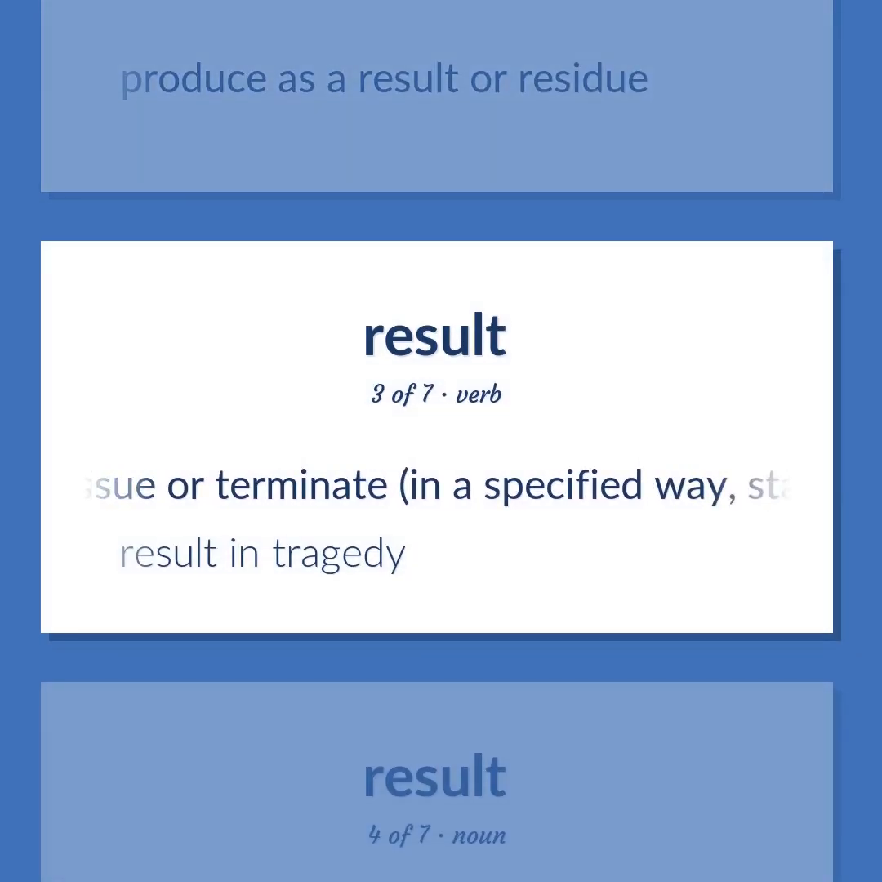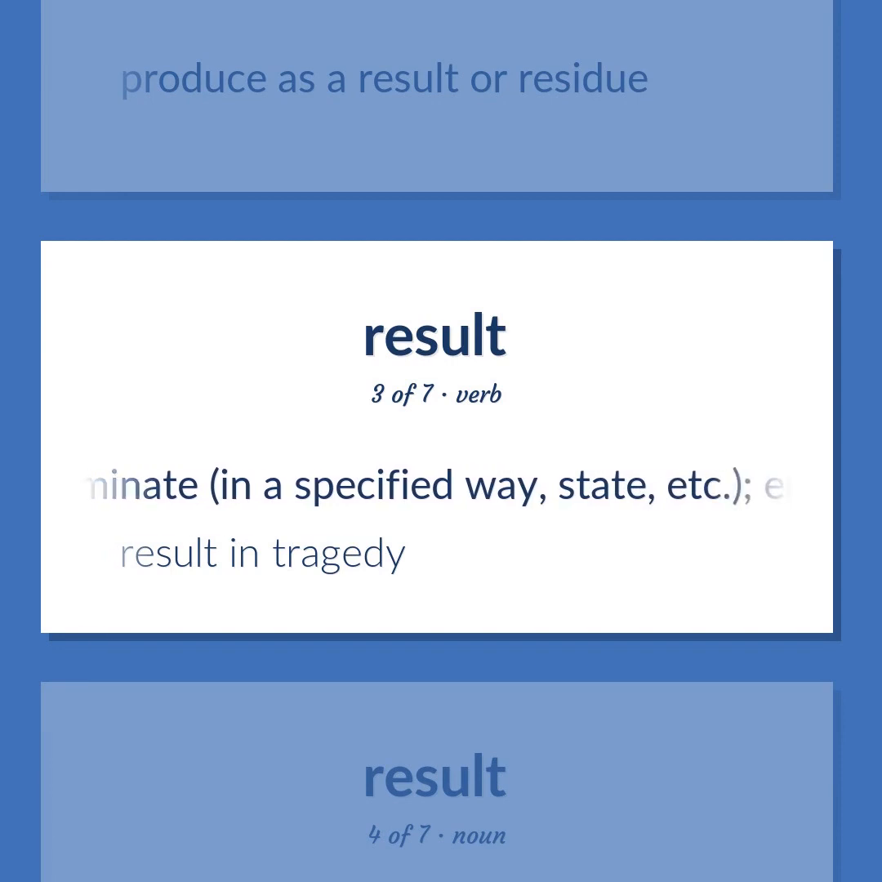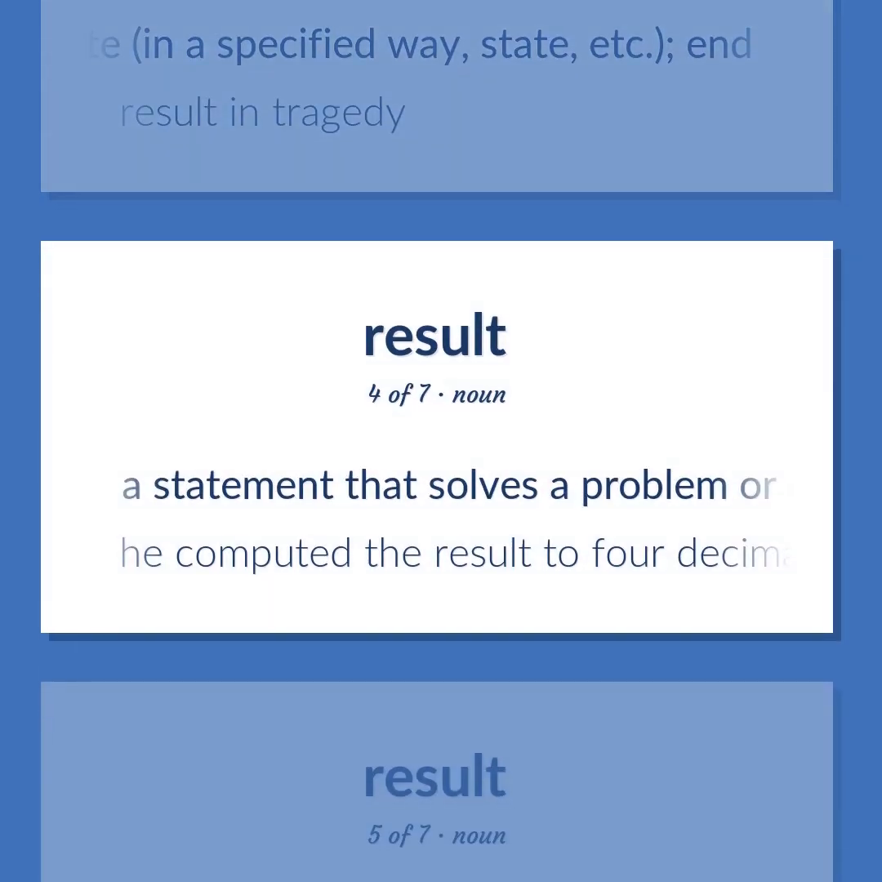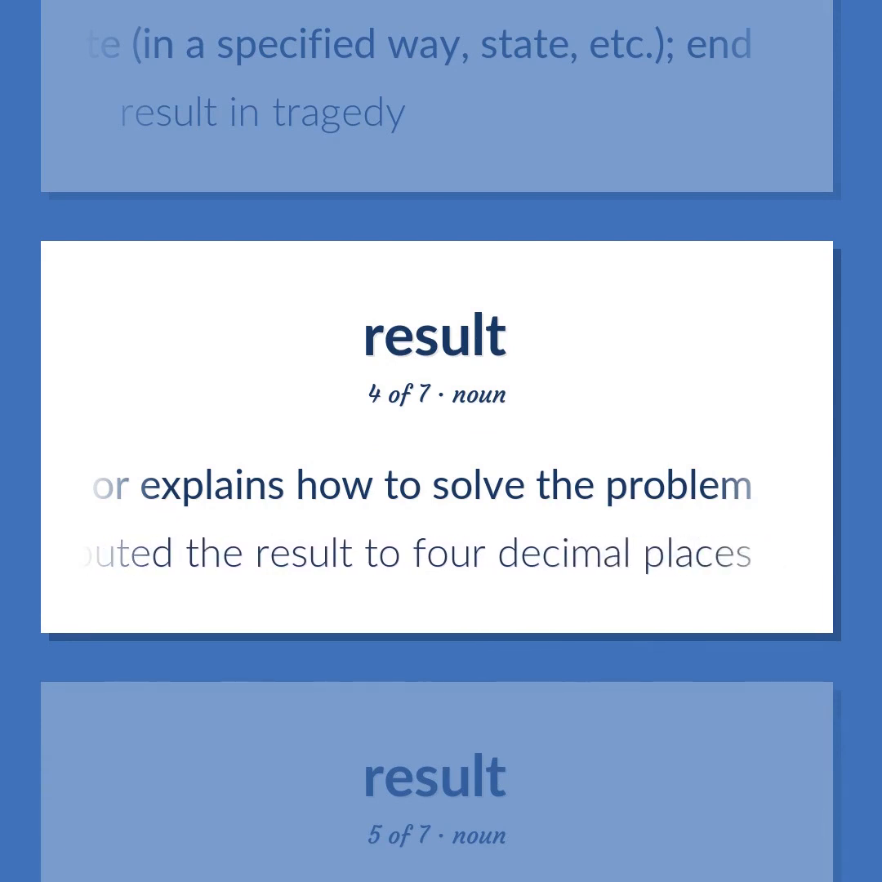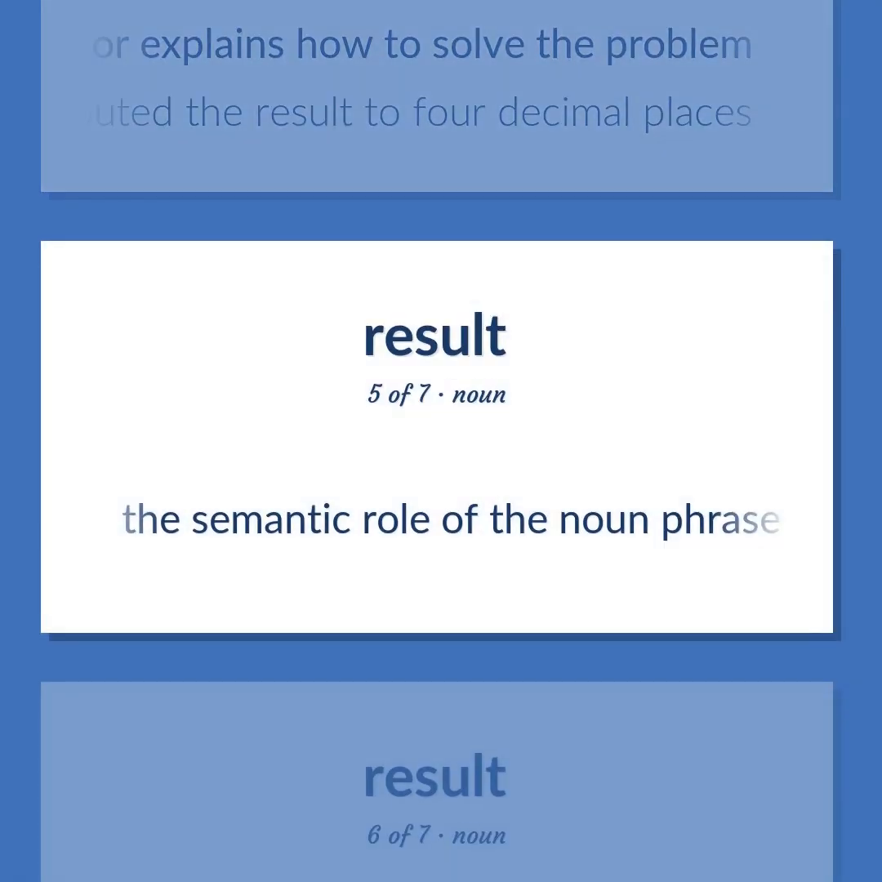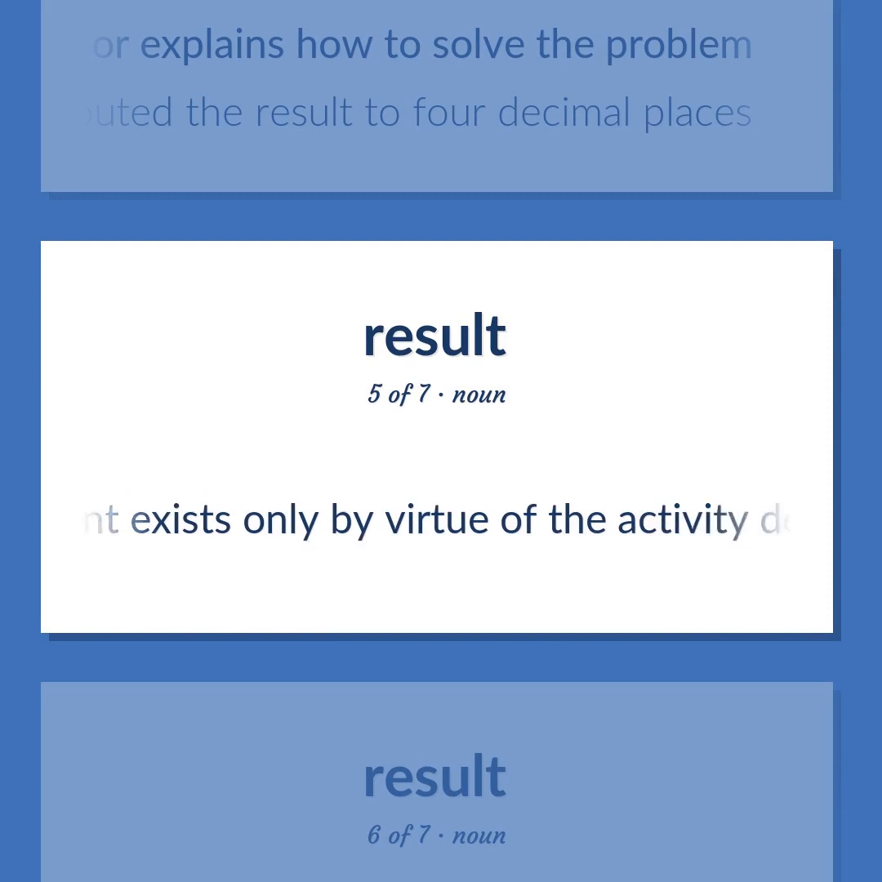Issue or terminate, in a specified way, state, etc., end. Result in tragedy. A statement that solves a problem or explains how to solve the problem. He computed the result to 4 decimal places. The semantic role of the noun phrase whose referent exists only by virtue of the activity denoted by the verb in the clause.